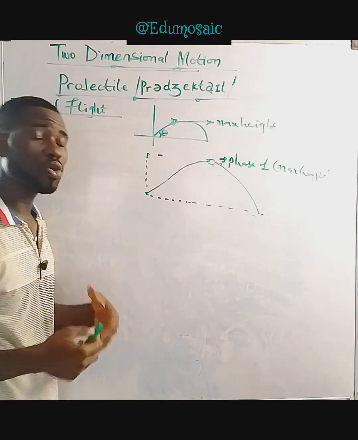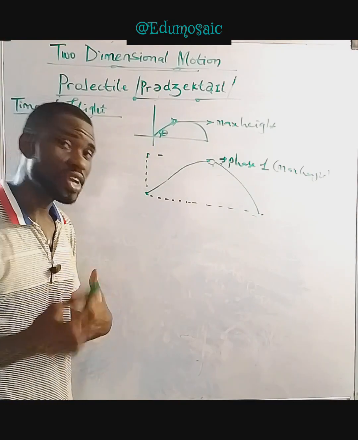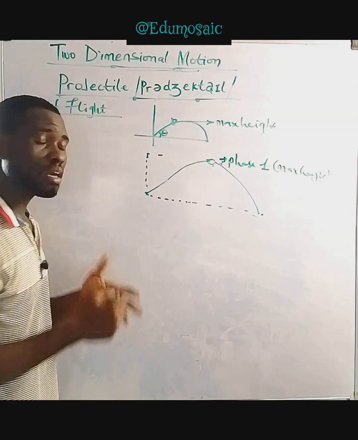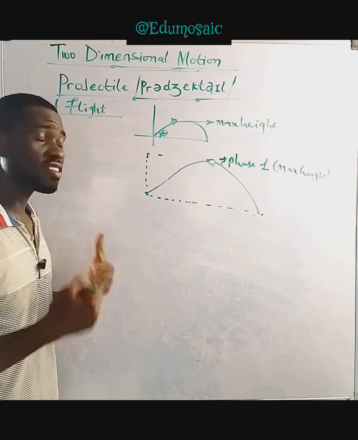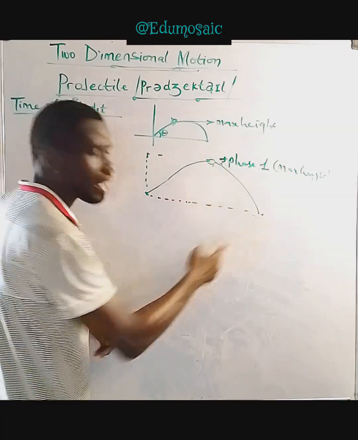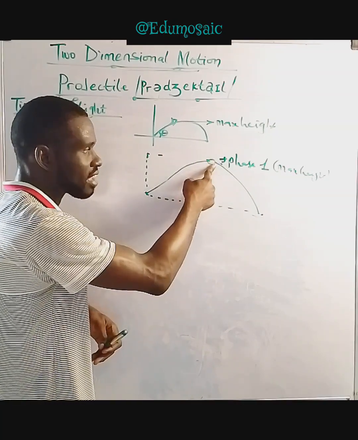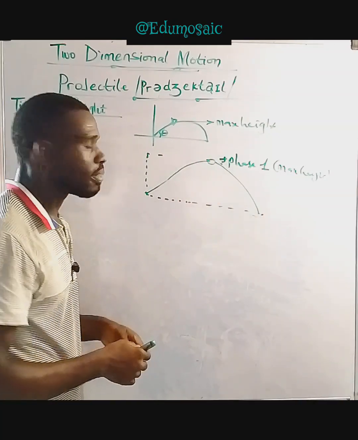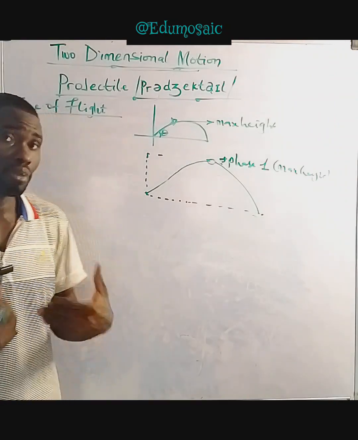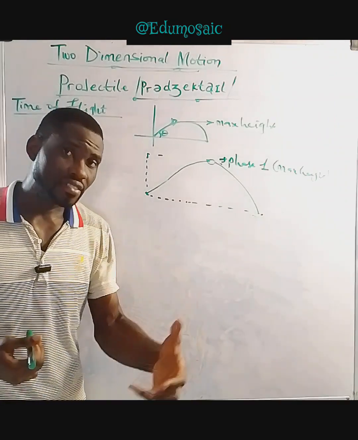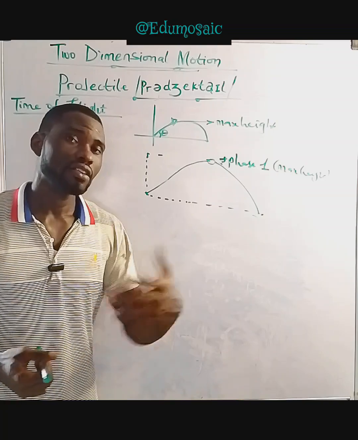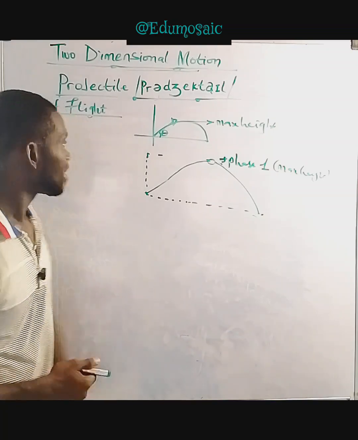Now, provided there is no air friction, no wind, it means it's going to take the same exact time to fall back as it took to get to the maximum height. So if it takes 2 seconds to get to the max height, it's going to take another 2 seconds to fall back. So the time of flight is simply the time it takes a given projectile, which is a body, to get to the max height, and also the time it takes that same body to fall back to the ground or to the earth. So let's look at it.